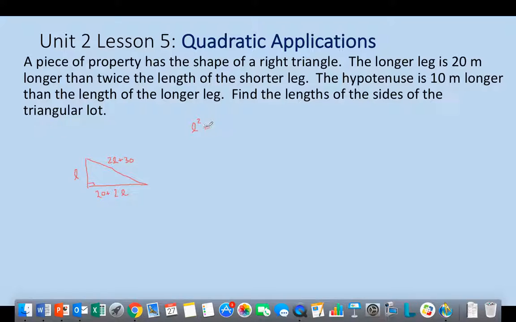L squared plus 20 plus 2L squared equals the hypotenuse 2L plus 30 squared. All right, boy, we've got a lot of special binomials here, and that's going to be nice. If we remember the shortcut, then we can just set this up immediately. I'm going to go ahead and now say that this is 4L squared plus 80L, and then plus 400.